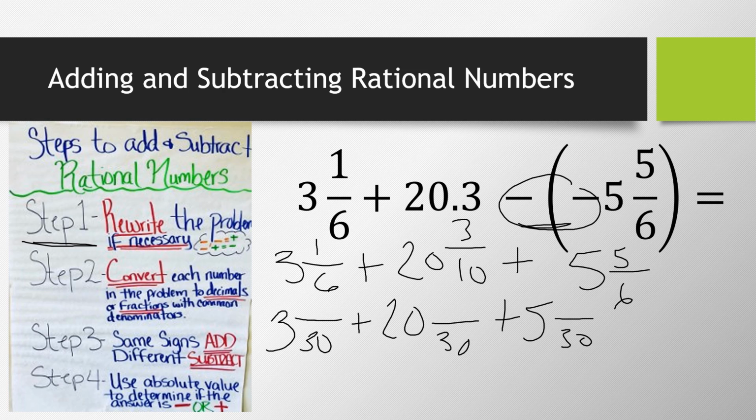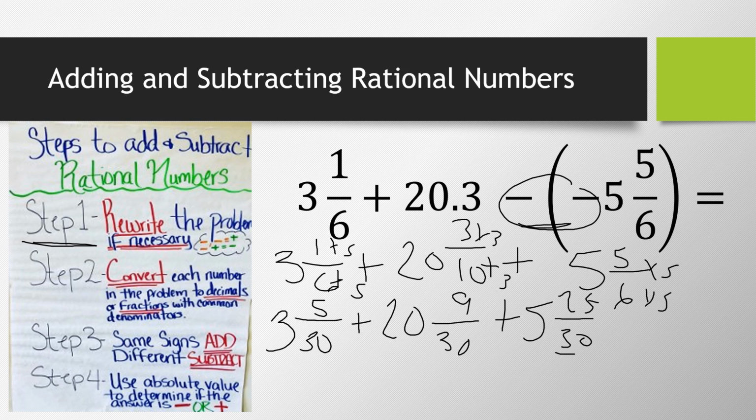Now we're going to figure out the numerators. What did you have to do to 6 to get it to 30? Multiply by 5. So you're going to have to multiply that numerator by 5 too. So you know your numerator is going to be 5. What did you have to do to 10 to get it to 30? Multiply by 3. So you're going to have to multiply that numerator by 3 too. That gives you 9. What did you have to do to 6 to get it to 30? You multiply that by 5. So you're going to multiply that numerator by 5 too, which gives you 25 over 30. So now our new problem is 3 and 5/30 plus 20 and 9/30 plus 5 and 25/30.